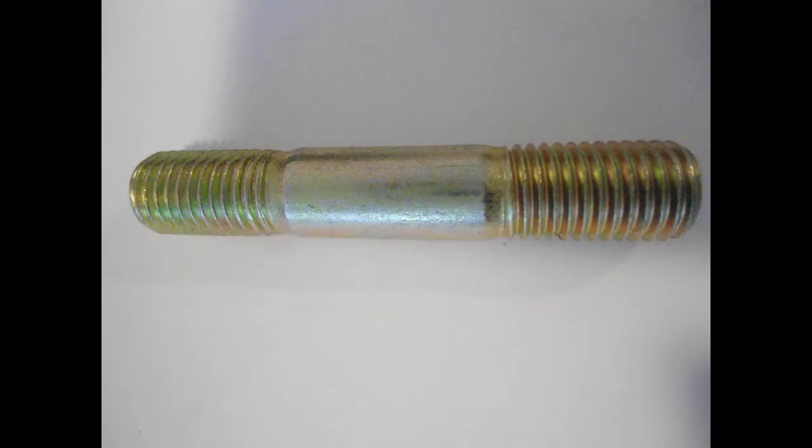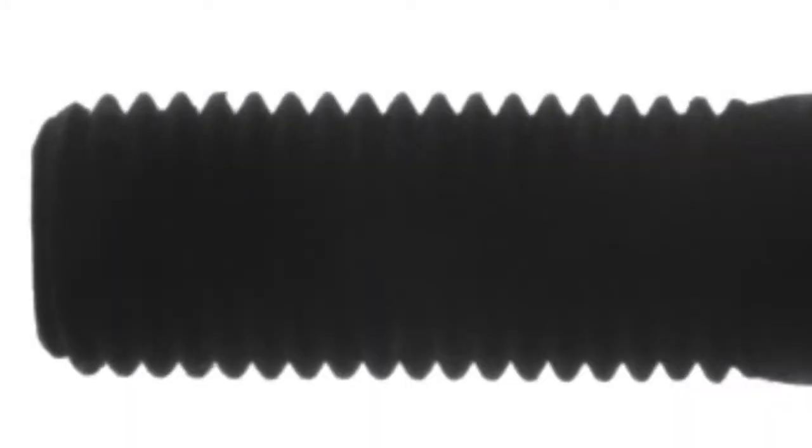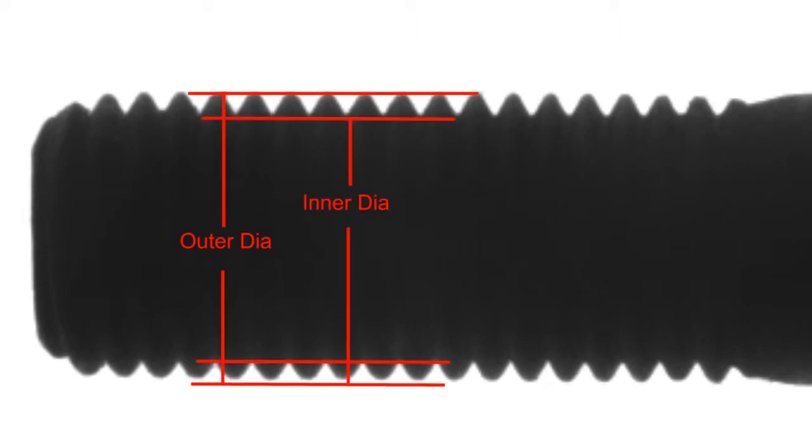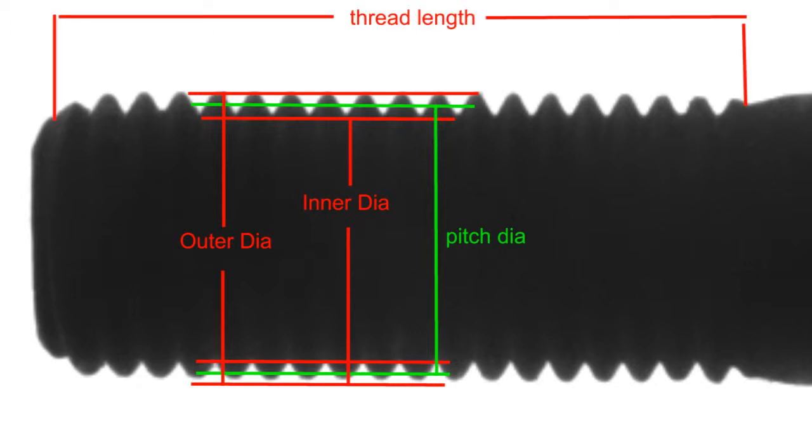In today's presentation, we're going to look at how we can inspect a stud along with its threads for quality. We're going to look at a couple of parameters: the outer diameter, the inner diameter, as well as the pitch diameter, which is the average between the inner and the outer. Another measurement we're going to do is the thread length, which is the length of the threaded portion. And finally, we're going to look at the pitch.